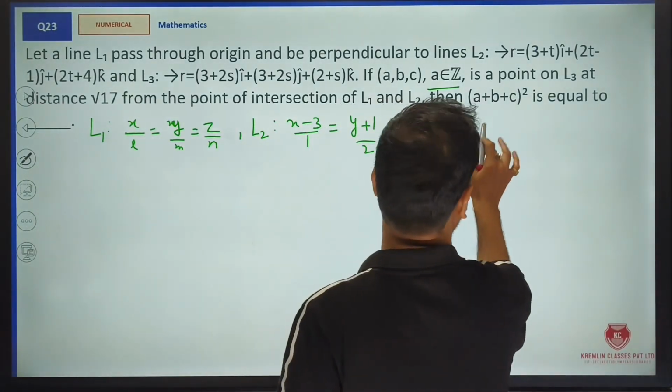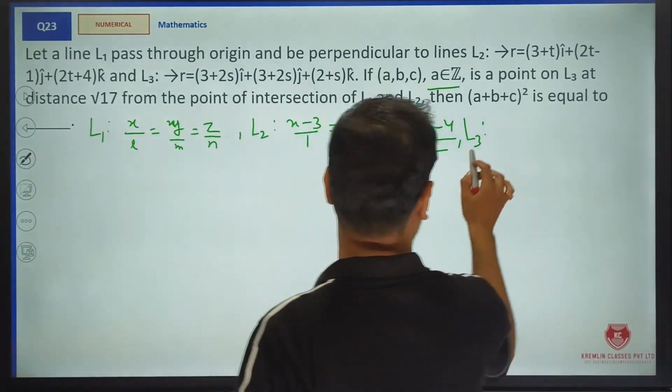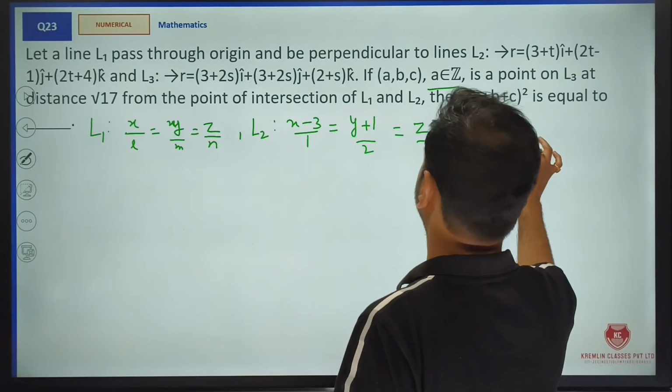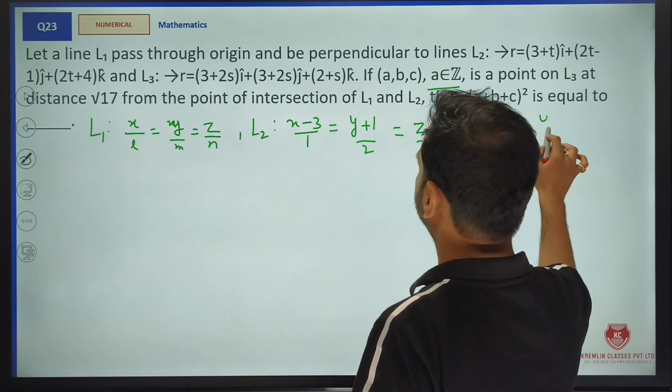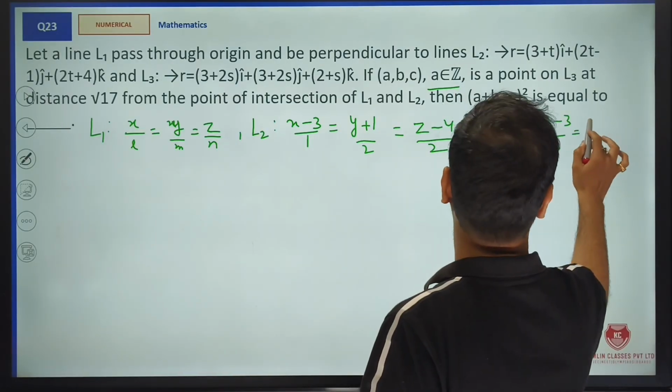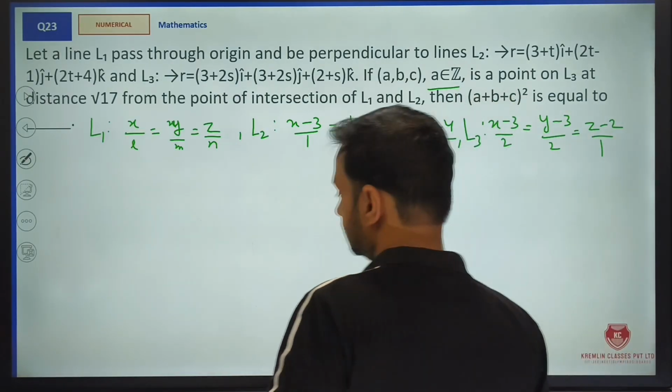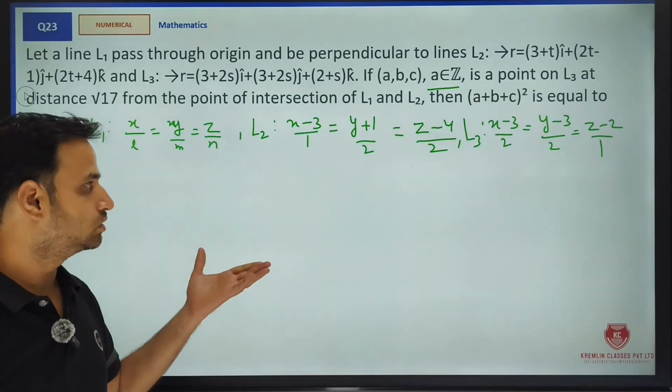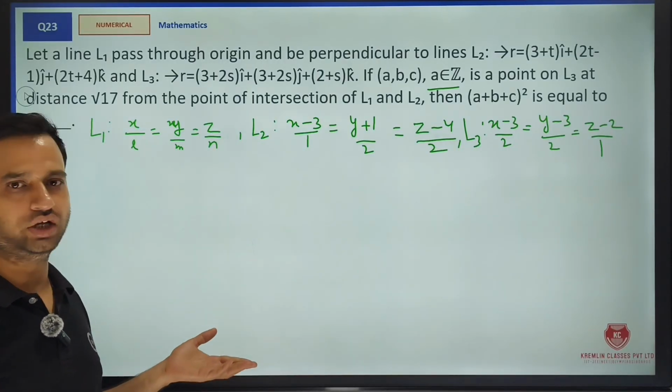L3: (x minus 3)/2 = (y minus 3)/2 = (z minus 2)/1. Okay, so this is the line L1, L2, L3.